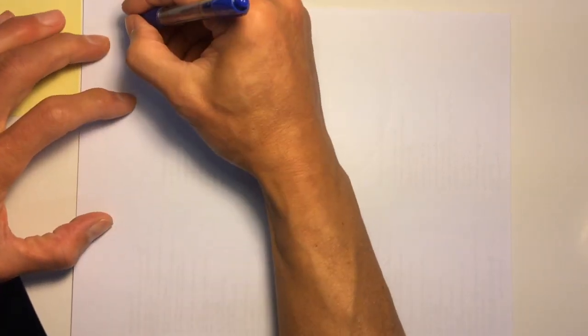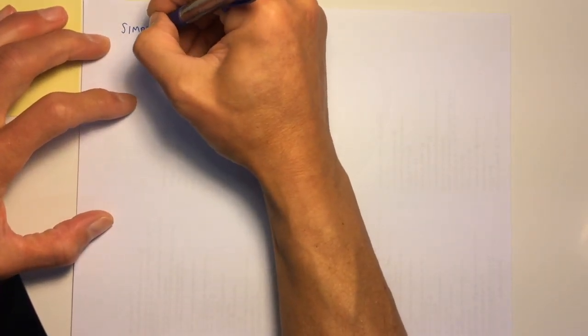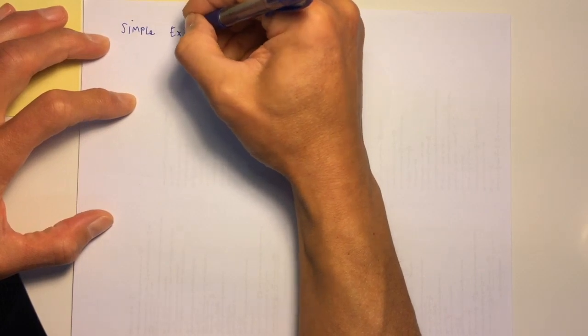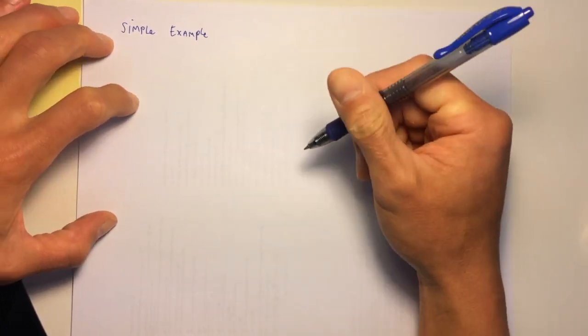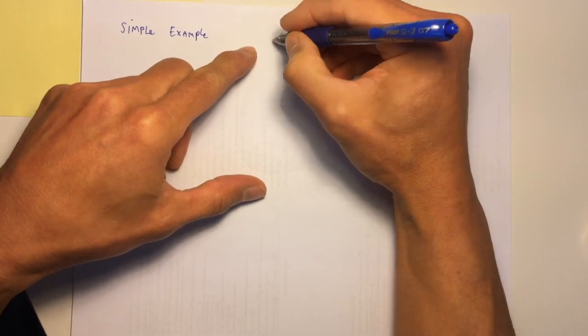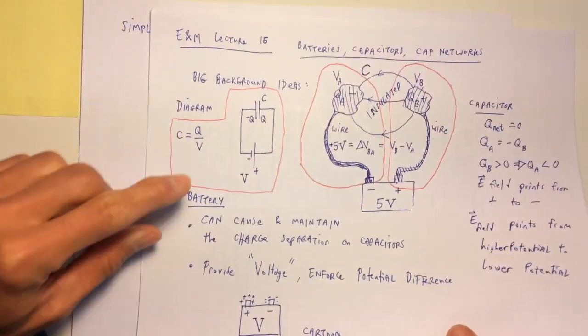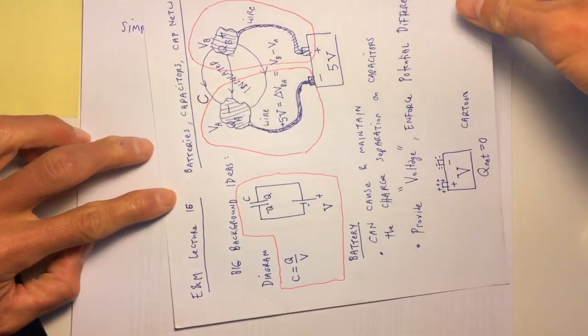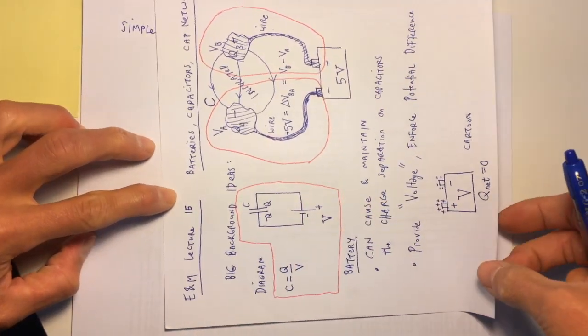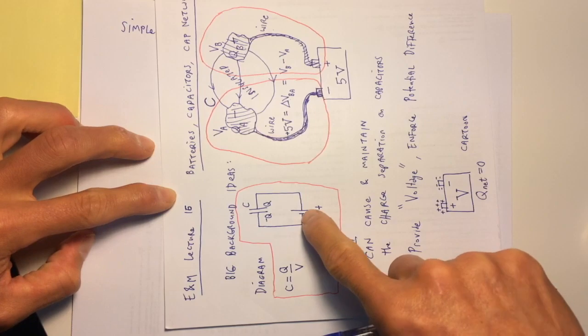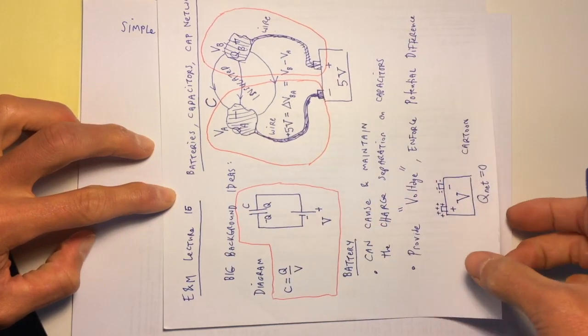Okay, so let's start with an example, a super simple example. Here is a capacitor, so I'm going to take this diagram and turn it a little bit and manipulate it. I'm going to point the battery in a different direction and mess around.